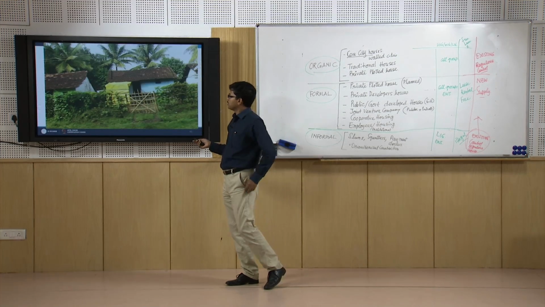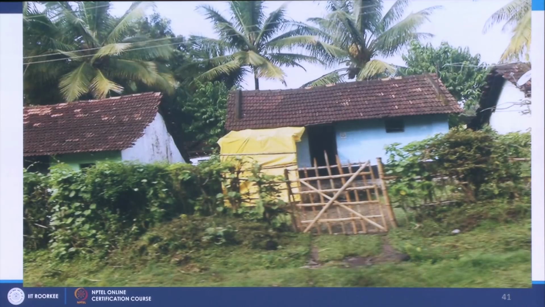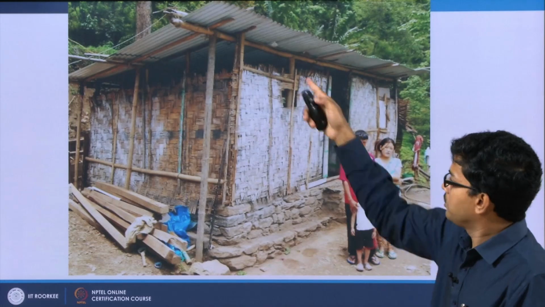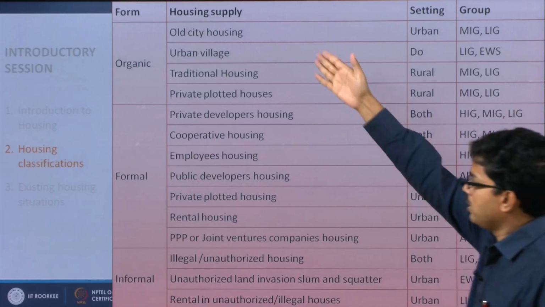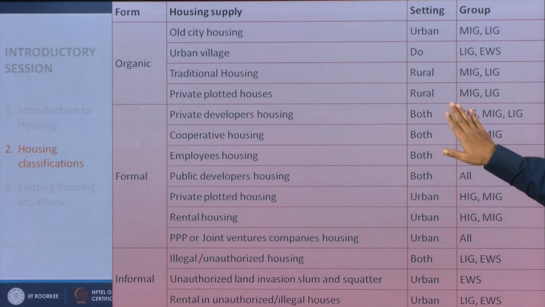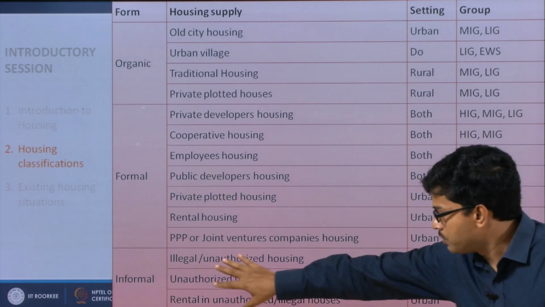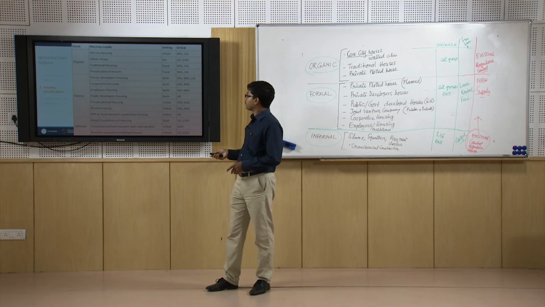These are some examples of a semi pakka house. The wall is pakka and the roof is basically temporary, or kacha material. This is a fully kacha structure, where you can see the wall and the roof are all made of temporary material. So you can see all types of housing based on the origin or the supply. Sometimes they are seen in the urban setting or the rural setting, or in both settings, or are taken up by all categories of income group, while informal houses mainly cater to LIG and EWS. So this is the whole picture of what we discussed earlier.